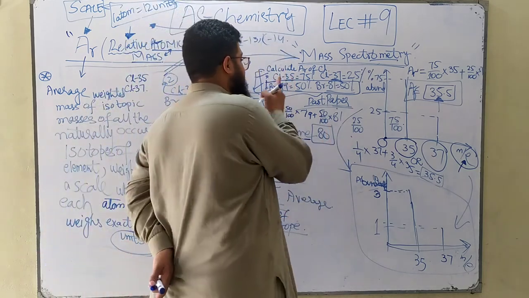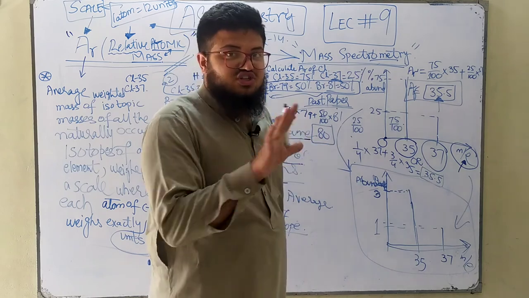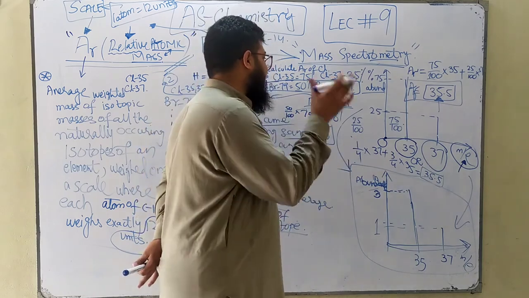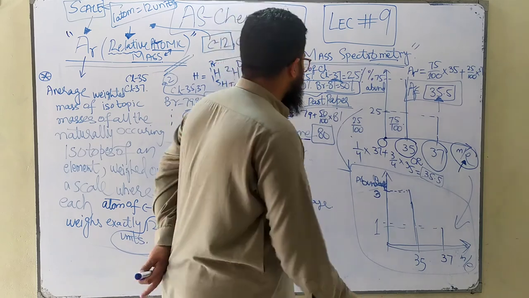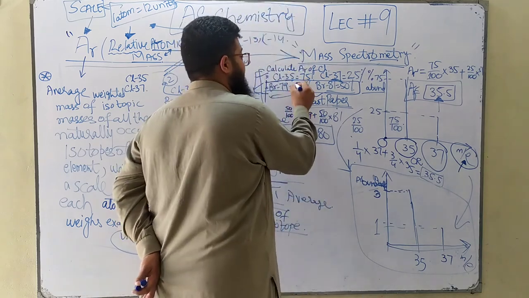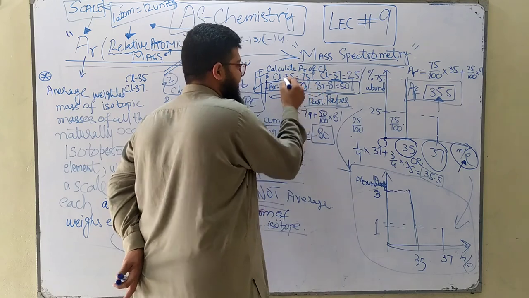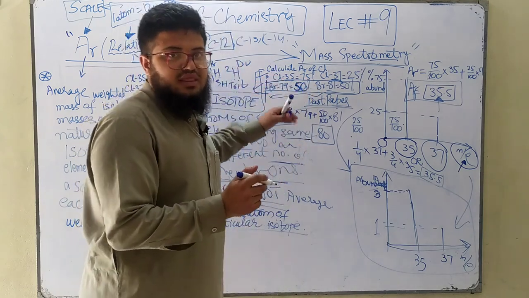And by the way, the examples of bromine and chlorine are not just random examples. These are actually the examples which have been tested on past year papers. So it's important for you to remember the percentage abundances of each of these elements, both chlorine and bromine.